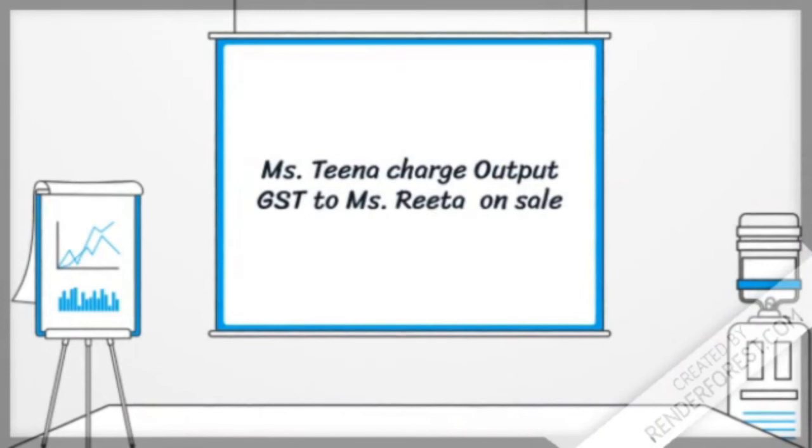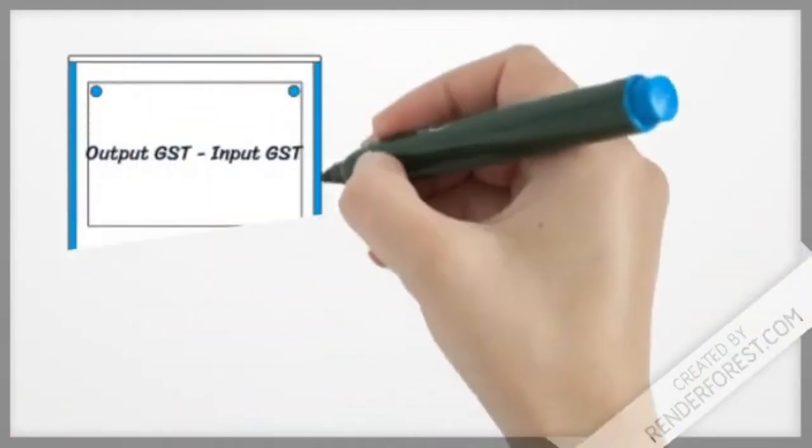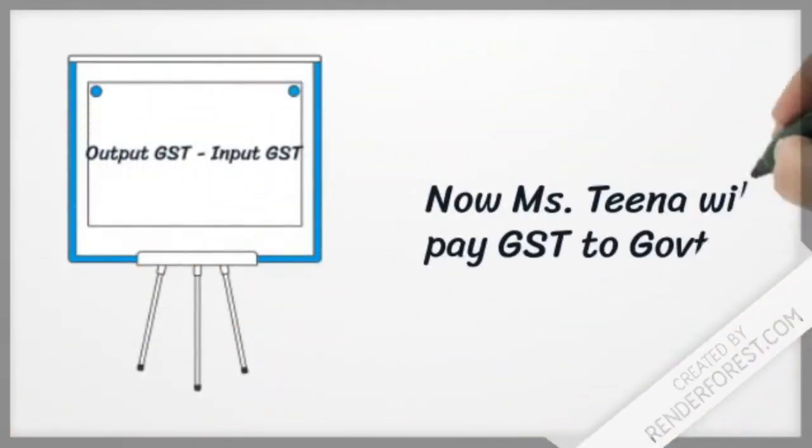Here you can see that Miss Tina is charging output GST to Miss Rita. We have seen that whenever the GST is received on sale of goods, then it is to be treated as output GST. So Miss Tina has received the GST amount as output GST from Miss Rita. Now after that, we will just make the calculation of GST amount.